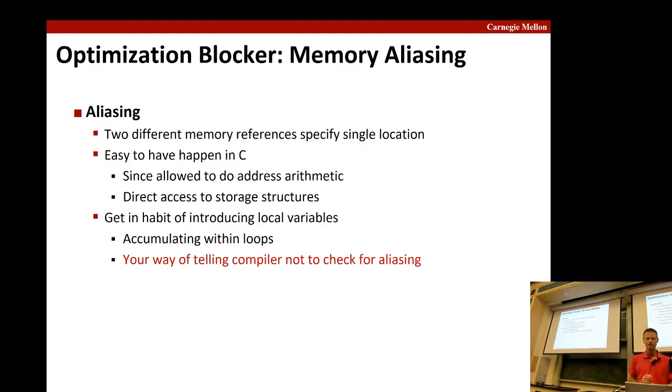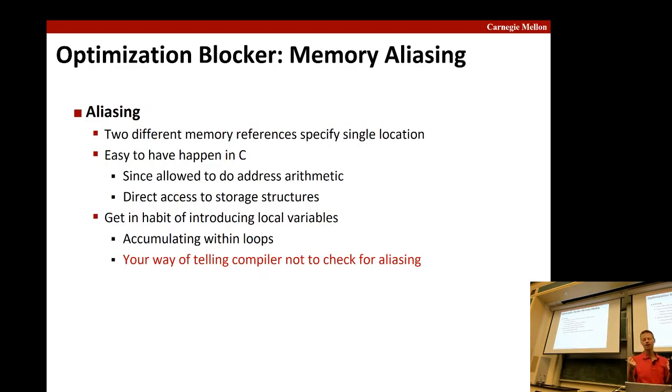Okay, so memory aliasing is when two different memory references, say in C code, actually specify the same single location. A version of this would be overlapping locations, so if one memory reference is to a byte that's in the middle of a word of another memory reference, then there's aliasing involved there.